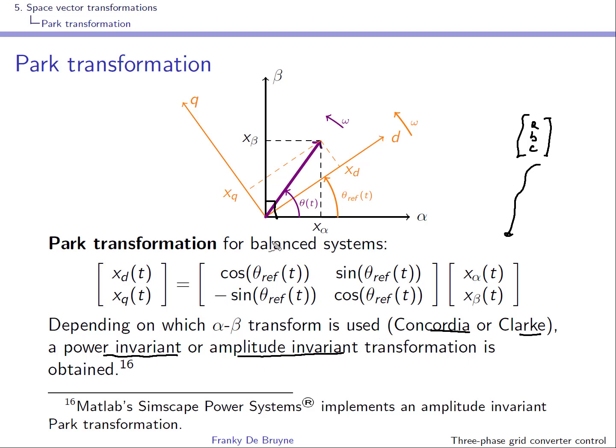Okay, and we've seen that instead of working with this fixed frame alpha beta, you can work in a rotating frame dq. Okay, the angle between this rotating frame dq and the fixed alpha beta frame is theta ref over here, and you see that you can very easily go from this alpha beta framework to this dq framework by simply using a rotation matrix which uses this theta ref signal over here.